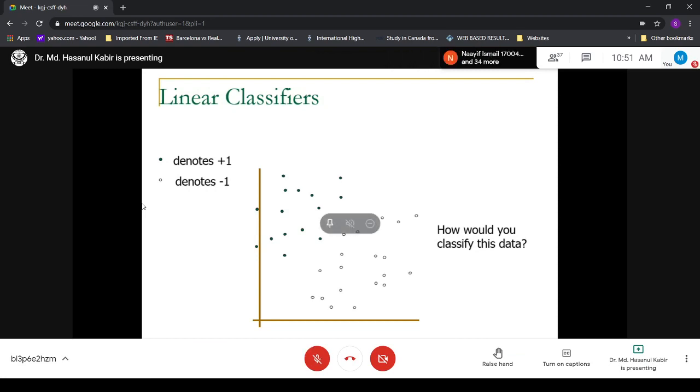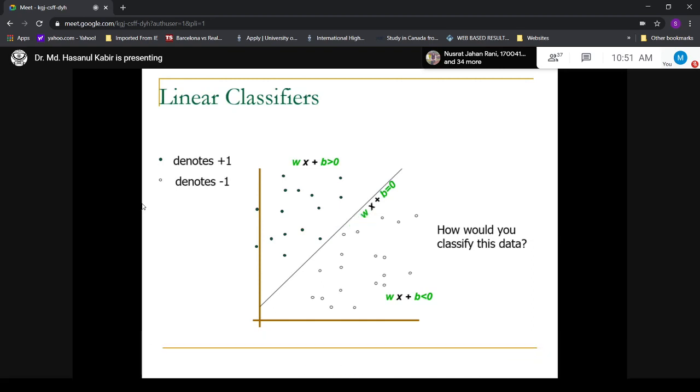In the class, whatever we have been talking about is linear discriminant. Can you recall linear discriminant? Yes or no? Can you recall the discriminant function?